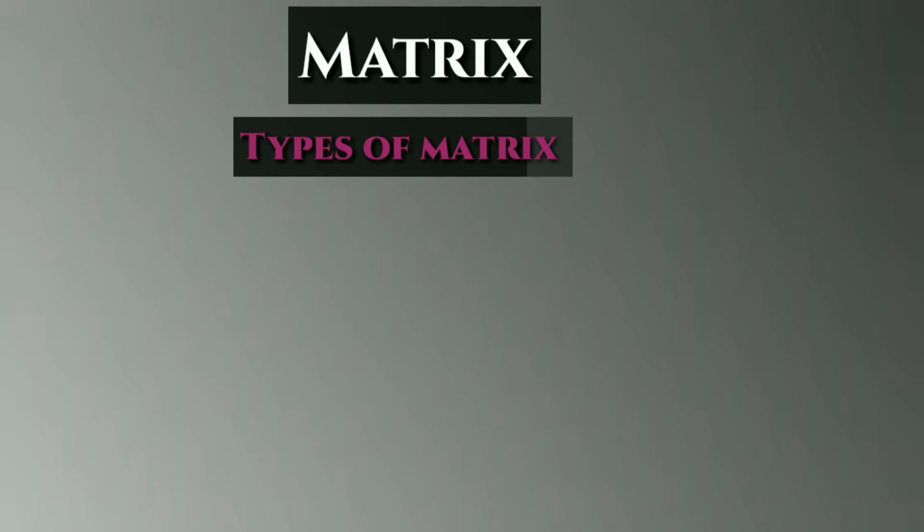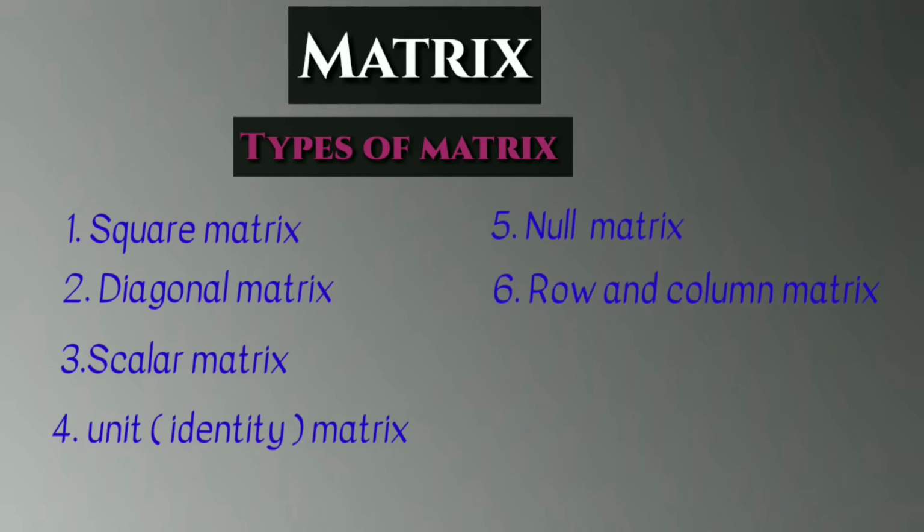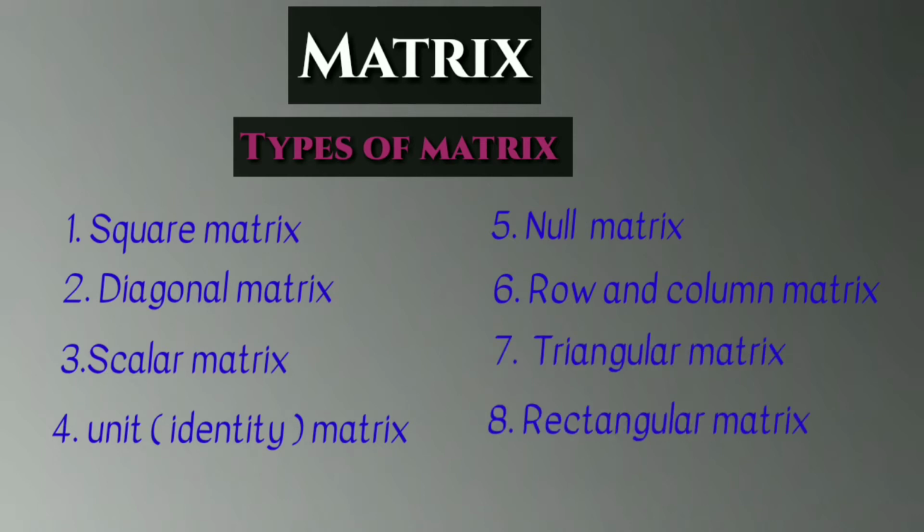The chapter covers some important points. Types of matrix: first, square matrix; second, diagonal matrix; third, scalar matrix; fourth, unit or identity matrix; fifth, null matrix; sixth, row and column matrix; seventh, triangular matrix; and eighth, rectangular matrix. So we will discuss the types of matrix like this. Let's discuss them.